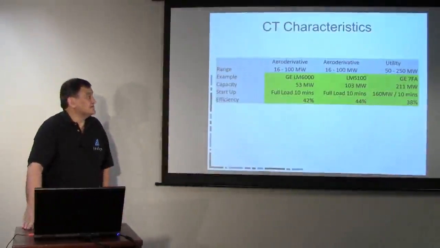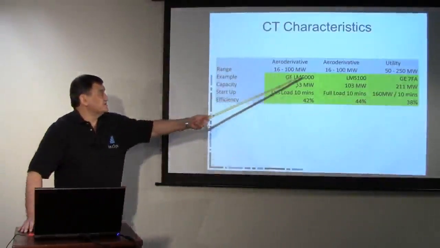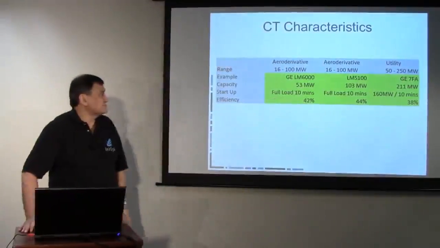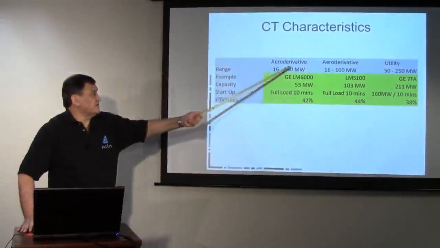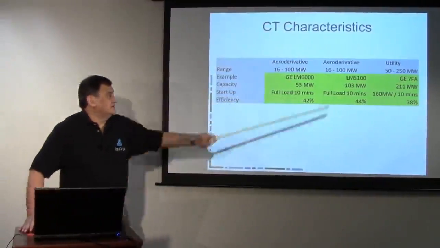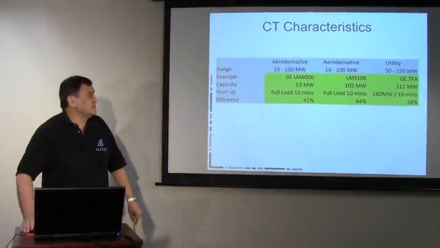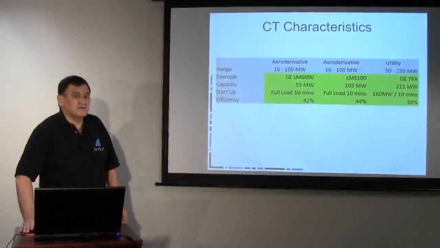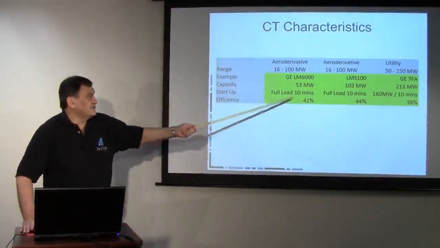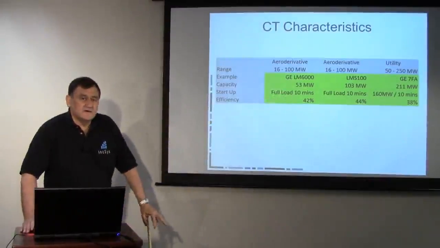So we can summarize and say that the aeroderivatives, and here's a couple of examples, vary from 16 to 100 megawatts. The LMS100 is actually the largest capacity of those units, and they can get to full load within 10 minutes, which is very good.